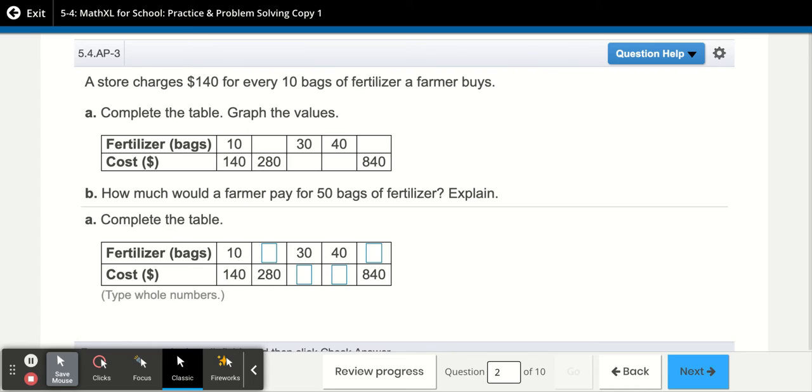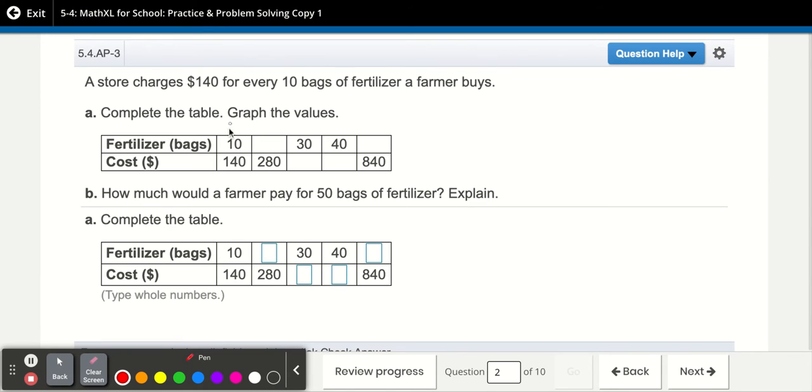Second problem. A store charges $140 for every 10 bags of fertilizer a farmer buys. Now we want to complete the table and graph the values. And then the second part, part B, will be we want to find out how much would a farmer pay for 50 bags of fertilizer. Okay. So let's work on this table.